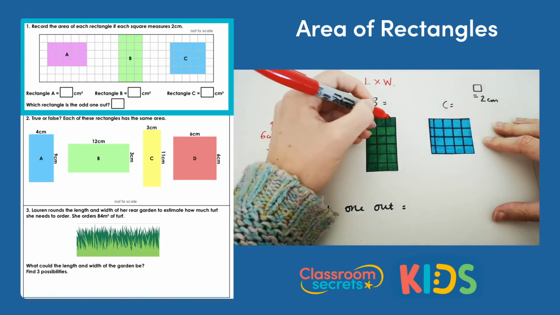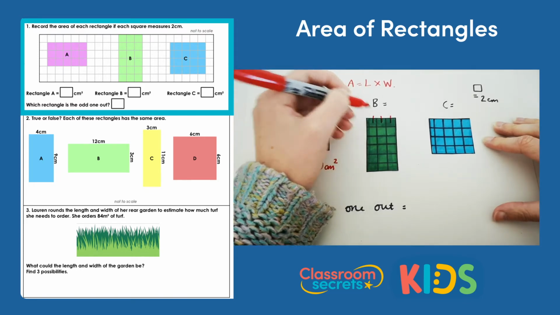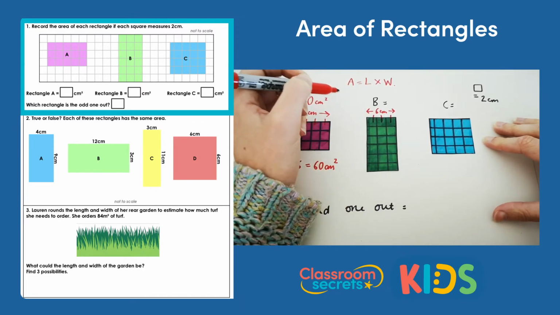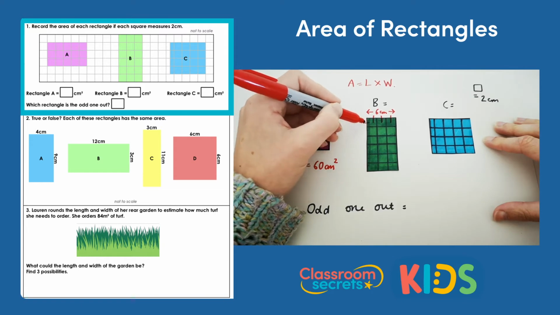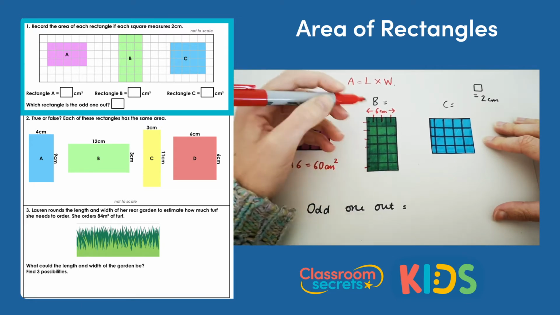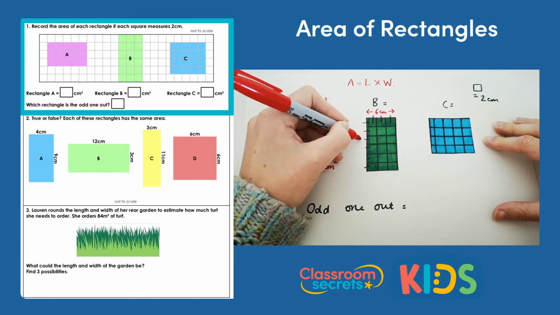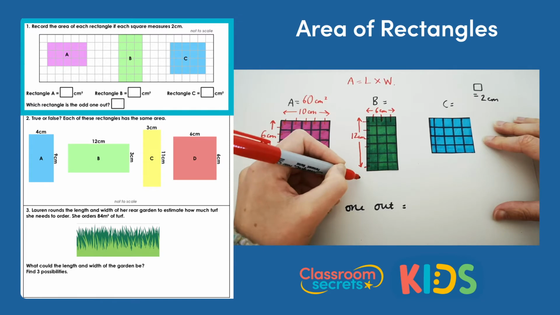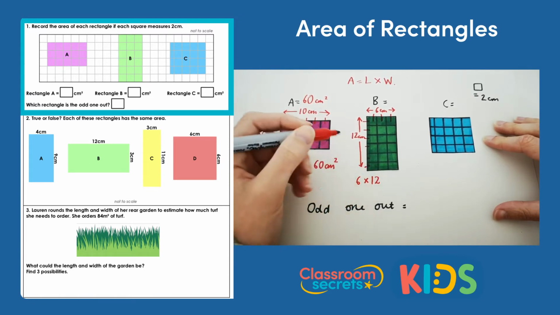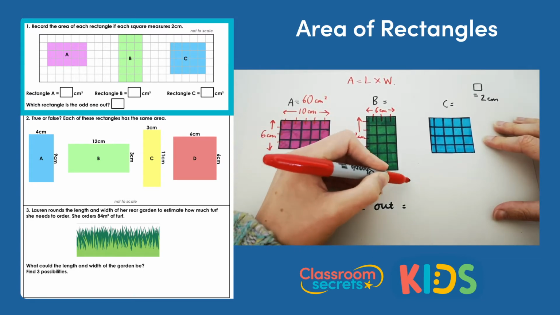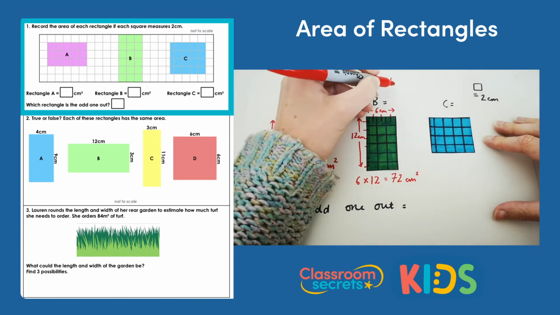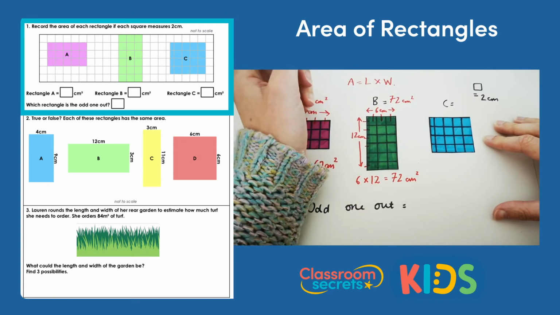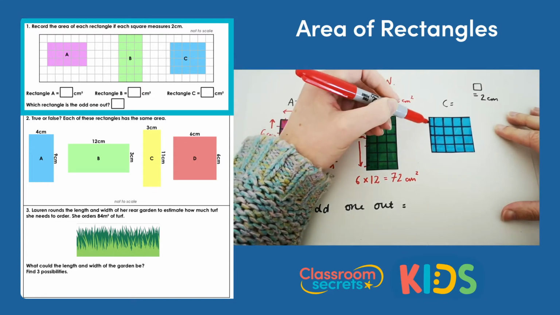So if we do the same for B, 2, 4, 6, I know that this rectangle is 6 centimetres in width, and 2, 4, 6, 8, 10, 12 centimetres in length. So then I do 6 times 12, and that gives me 72 centimetres squared. So B is 72 centimetres squared.